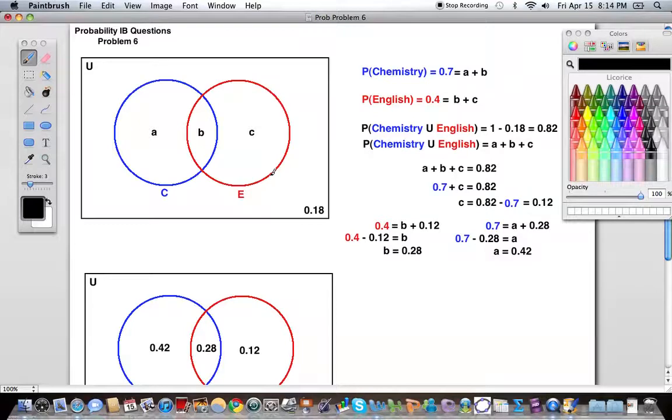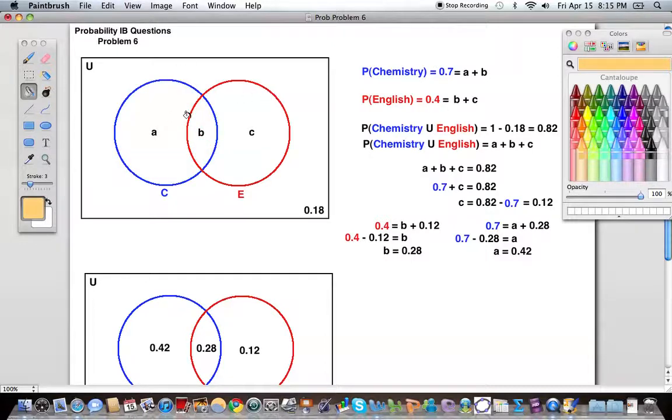The Venn diagram that they give you on the worksheet has this labeled as A and this one labeled as B. I put it as C and E, C to signify chemistry, E to signify English. From our knowledge, we know that A plus B is going to be equal to everything within C, so the probability of choosing C. They gave us the probability of choosing C as 0.7, so we know that 0.7 is equal to A plus B.